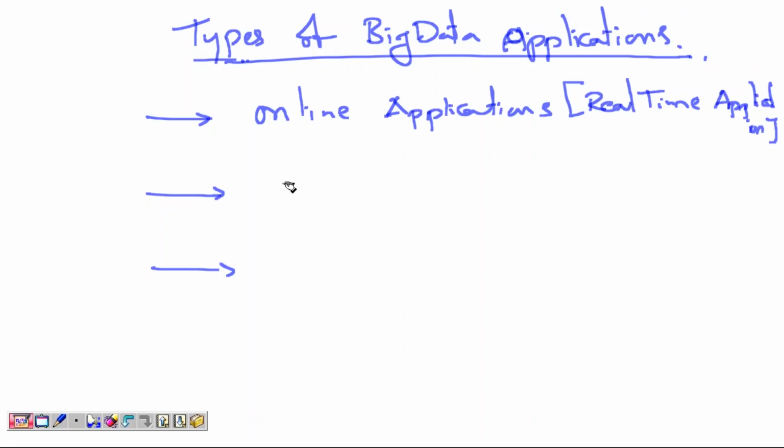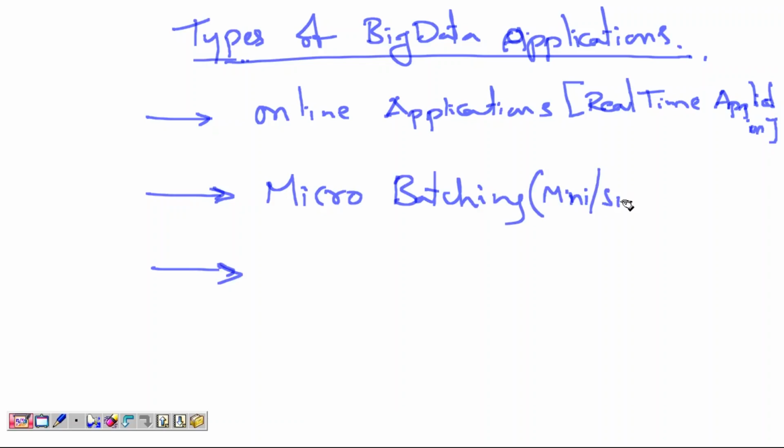And second thing, you can say microbatching. Nowadays especially, there is great importance for this microbatching. You can say mini batch or small batches. Mini or small batches, this is just a normal traditional word. The official word is microbatching.